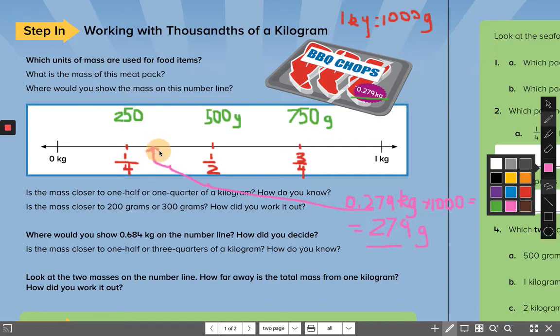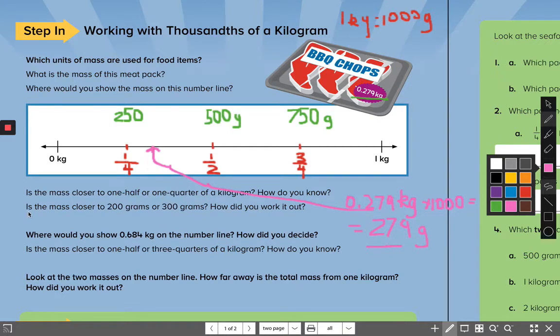Okay? And then the question is, is the mass closer to 1/2 or to 1/4 of a kilogram? How do you know? Well, we can see that the weight of the barbecue chops is going to be closer to 1/4 than half a kilogram. But then it says, how do you know? Well, because we can see that. Plus, we know that 279 is probably going to be closer to 300 grams rather than to 500 grams. And therefore we can put it there.